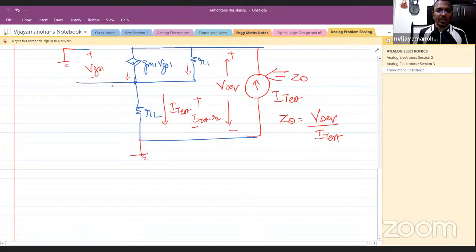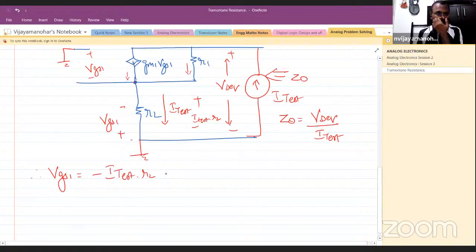Now what is the drop here? The drop here is the drop between this terminal and ground. So this terminal and ground is VGS1 like this. Therefore VGS1 is minus I test into R2. So therefore GM1 VGS1 equals minus GM1 I test R2.